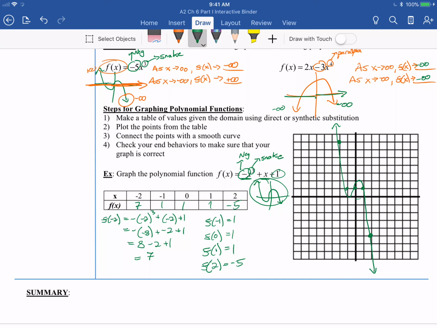Okay, so you don't have to be perfect on these. I don't know if that's the exact point or so. That's the best guesstimate that I can make, and that's okay. All right, so I know that this snakes around. Notice that it starts up high and ends down low. All right, so that's my graph. Just plug those points in, -2, -1, 0, 1, and 2, and see what the graph does in the middle.